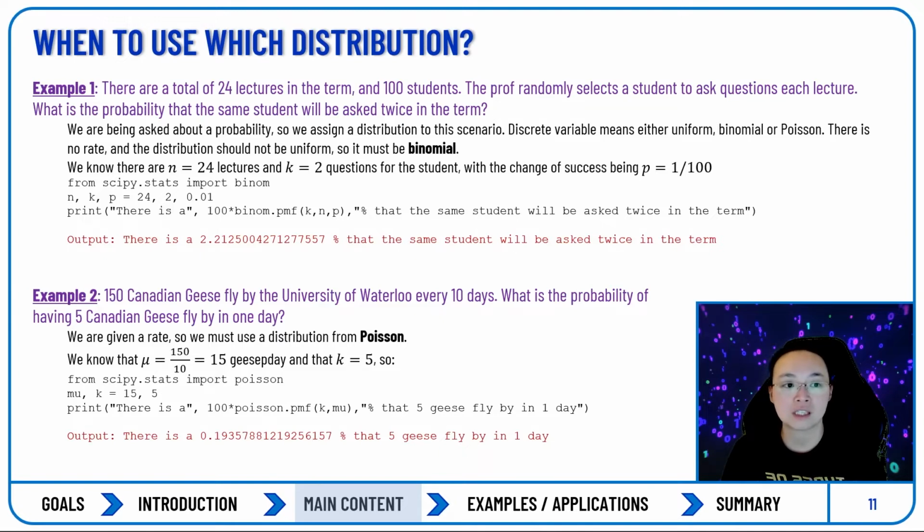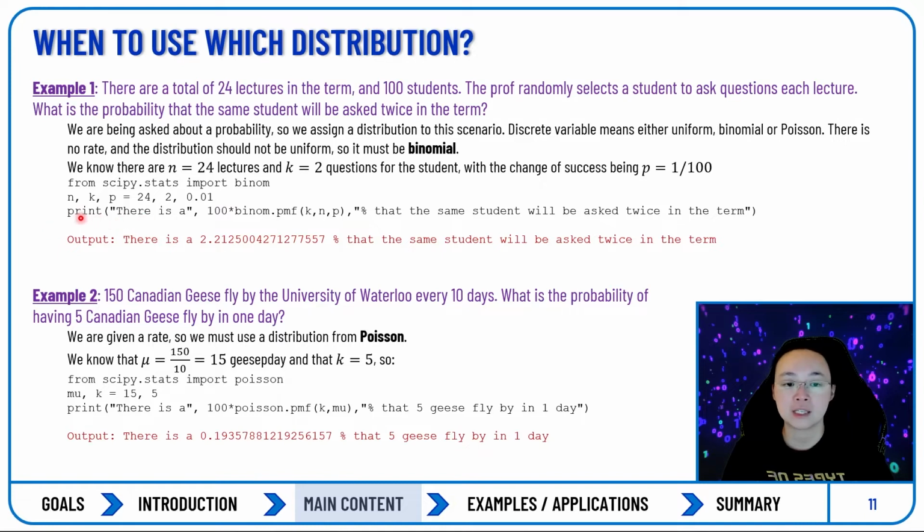So with a chance of success being 1 out of 100 students and a total of 24 trials, that gives me a binomial distribution. So we have n equals 24 lectures, k equals 2 questions for that student, and a chance of being successful 1 out of 100 each time. So how can we calculate this? We can simply import the binomial package from SciPy stats. We define each of these values. N is 24, k is 2, and p is 0.01.